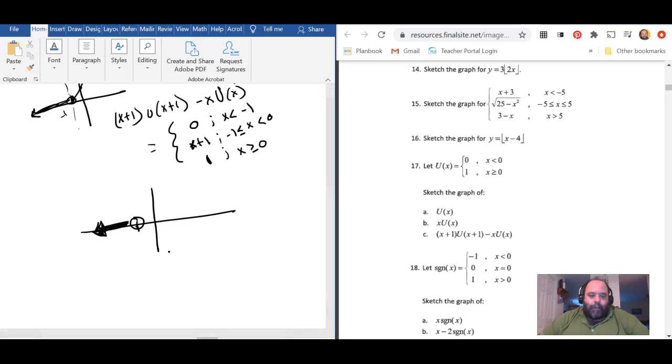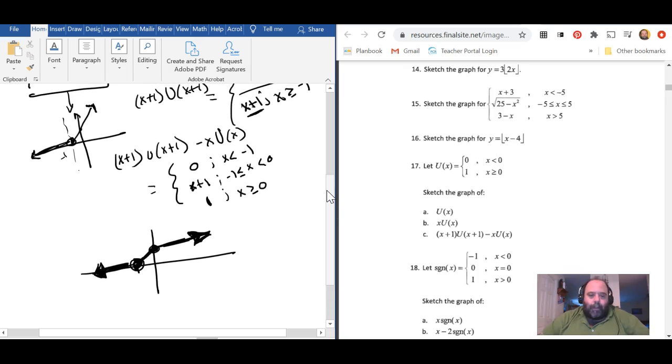Below -1, I'm at 0. From -1 to 0, I get this guy, right? And then from 0 forward, I'm at 1. So I make a little zigzag: 0, up 1, and then over. And that should be the graph of this. All right, so there's number 17.